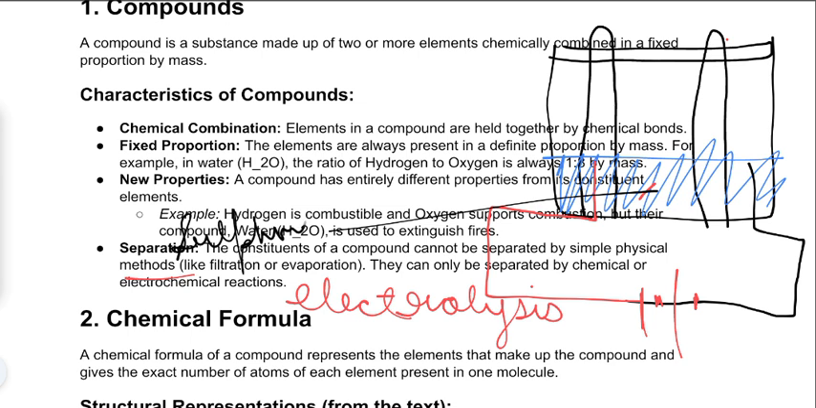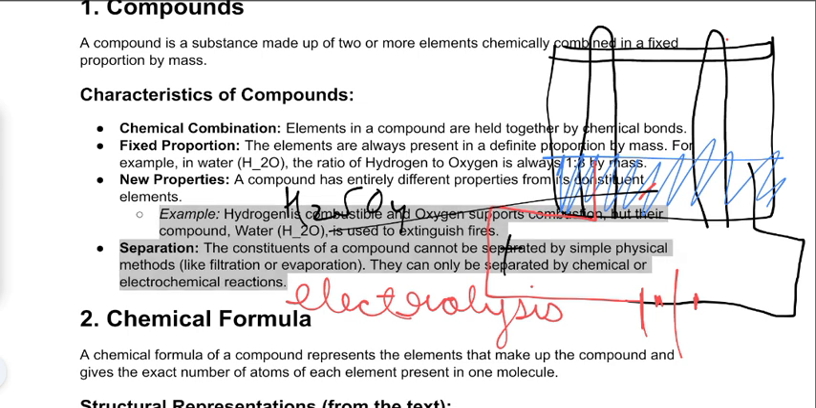Let me write it here. It contains sulfuric acid, which I am not writing the name. I can write H2SO4, the chemical formula of sulfuric acid. Now what will happen? When we pass electricity to water, this side is positive, this side is negative. So this positive side is called anode, negative is called cathode.